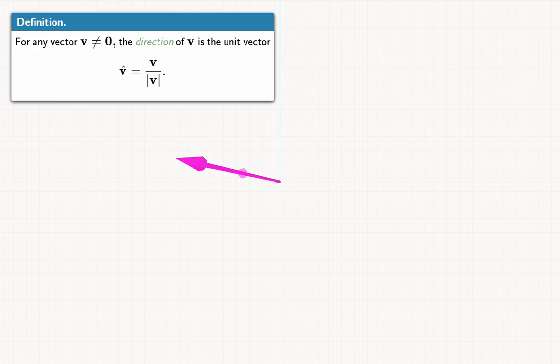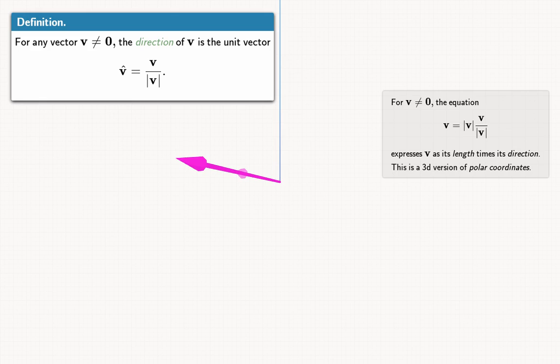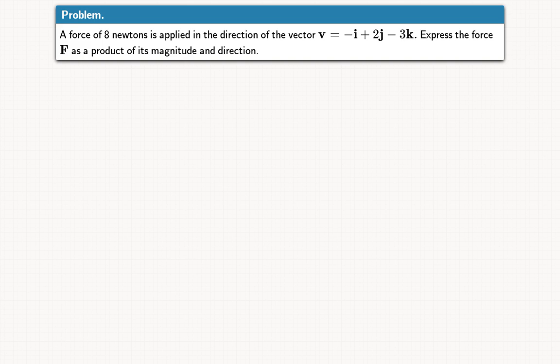And then we can express v as its length times its direction. And often these 2 pieces of information are more relevant or easier to deal with than the x, y, and z components. Just like in the plane, you can use polar coordinates to describe a point using a radius and an angle. So this is like the 3D version of that. So let me do some examples.